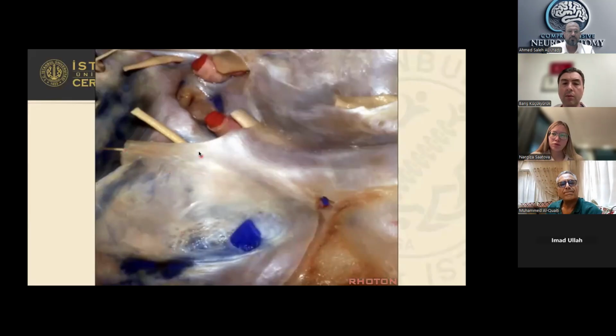So again, I would like to say the borders of the oculomotor triangle, which were the anterior petroclinoid fold extending from the anterior clinoid process to the petrous apex, the posterior petroclinoid fold extending from the posterior clinoid process to the petrous apex, and the interclinoid ligament extending between the ACP and the PCP.